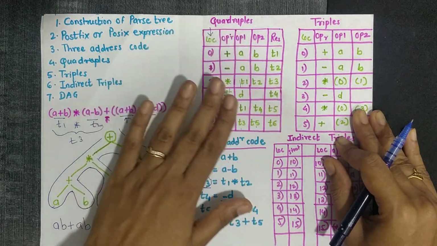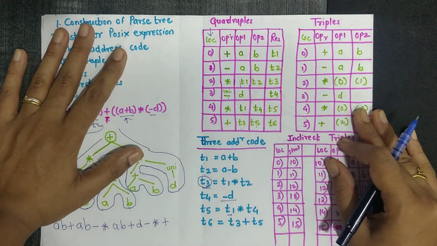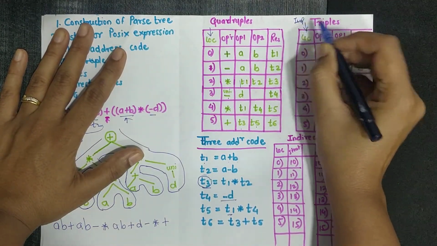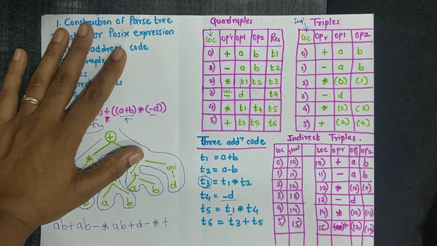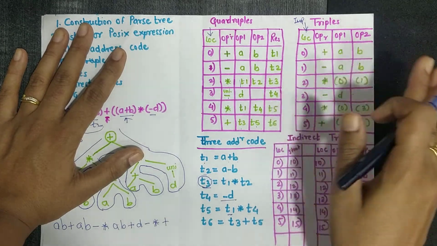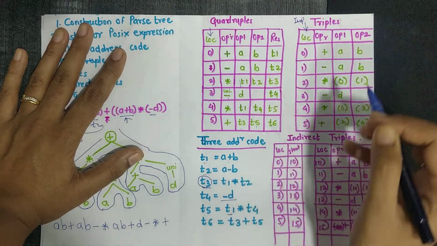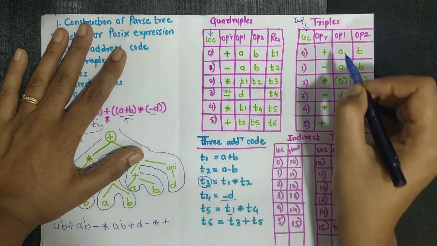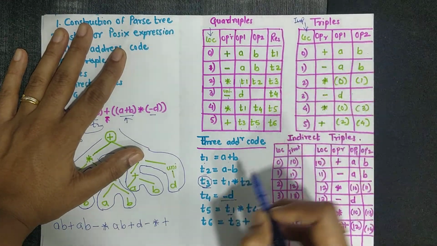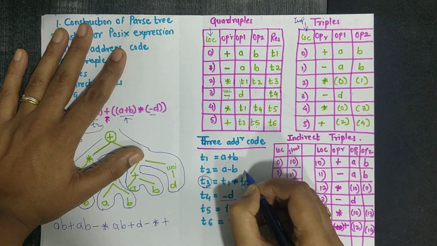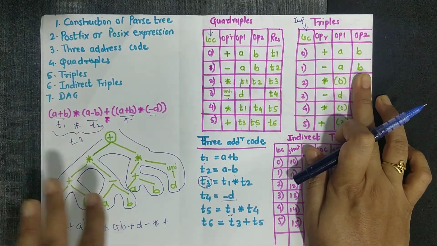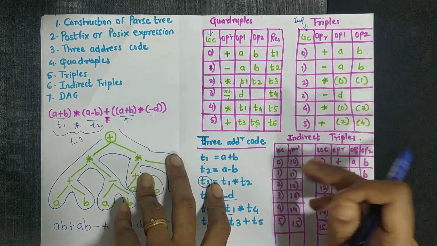This is all about the quadruples and triples, where the location column is most important, because all these locations are reflected in our operands or in our table. So what is the first rule? A plus b: a and b are the operands, plus is the operator. The second rule is a minus b: a and b are the operands, and the operator is minus.